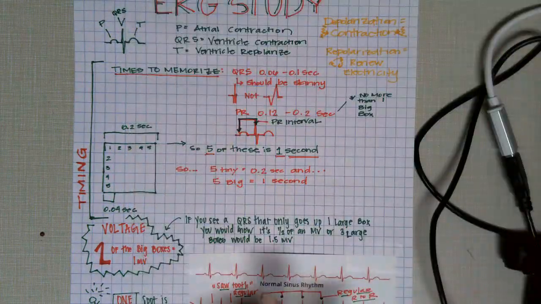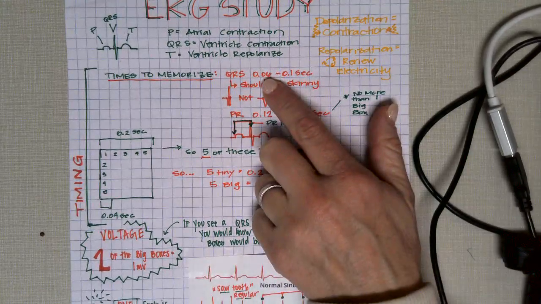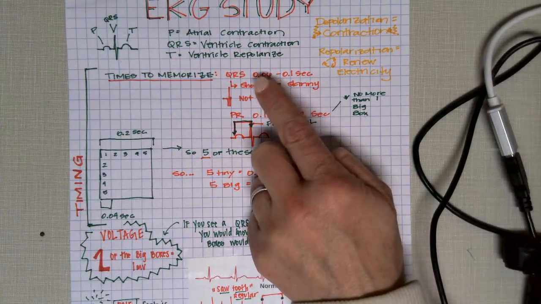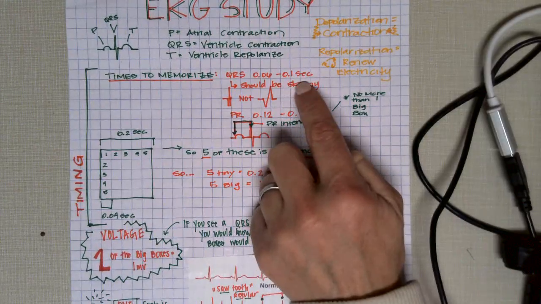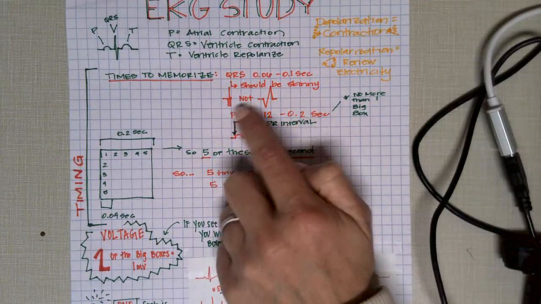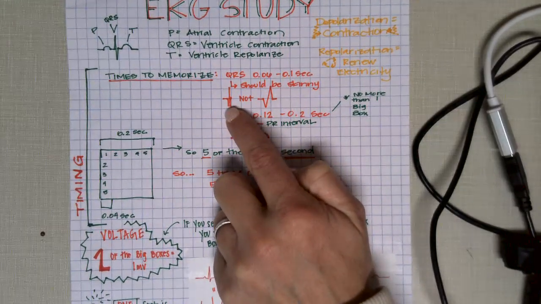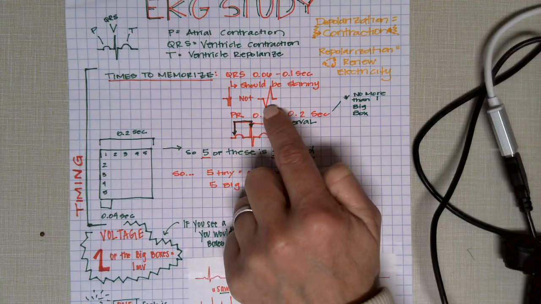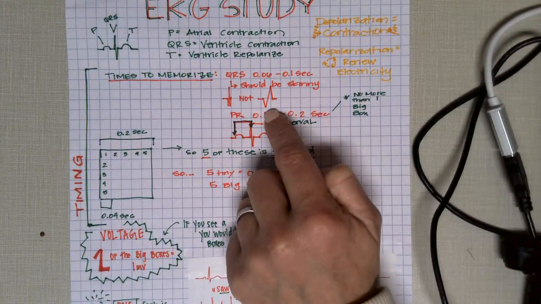So this waveform right here, the QRS complex, should never be more than half of one of these. All right? So you have to commit this to memory. It is in your review questions. 0.06 to 0.1 seconds. It should be skinny, like this. This is a bad drawing, but it's there, right? Not fat. This is how the bad tattoos of the world are drawn, but that's not what we want our QRS to look like. Okay.